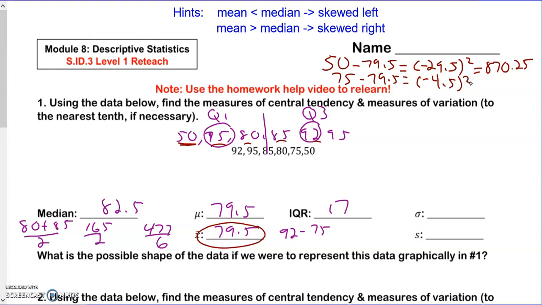So you see that I subtract, I get negative 4.5. I'm going to square that number, and I'm going to get 20.25. Now I'm going to pause this video. I'm going to write down the next numbers, and then we'll go from there.